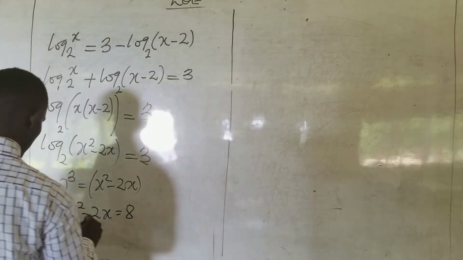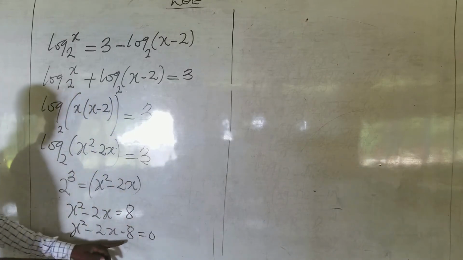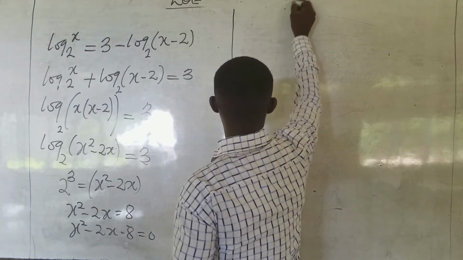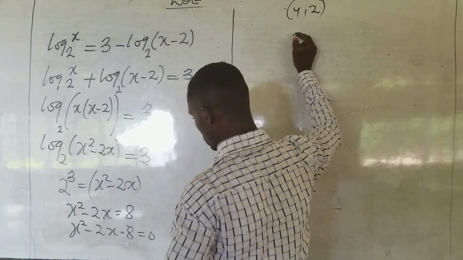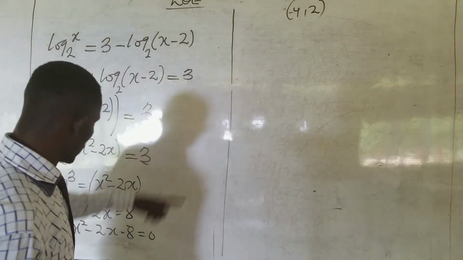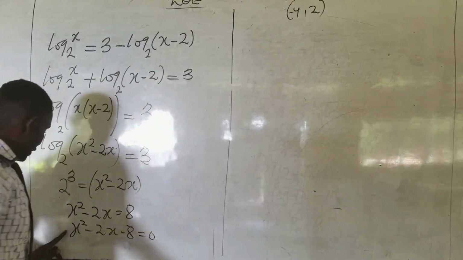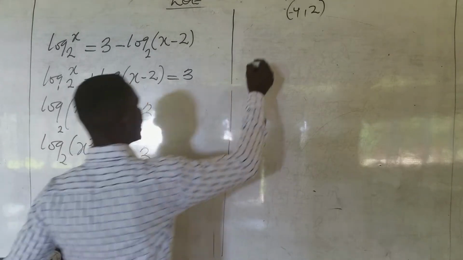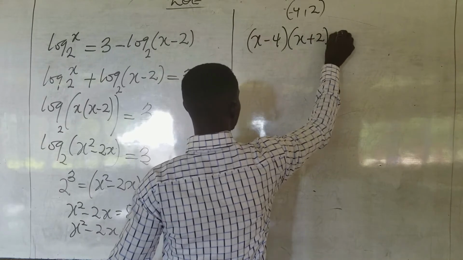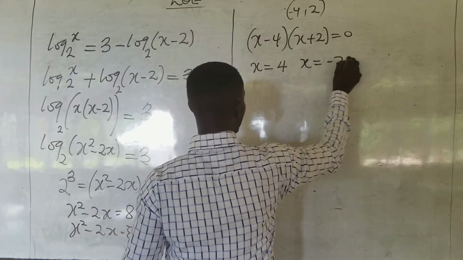Now it becomes x squared minus 2x minus 8 is equal to 0. You look for two numbers that, when you multiply, you get negative 8, and when you add, you get negative 2. The factors of 8 are 4 and 2. Negative 4 and 2: negative 4 times 2 gives us negative 8, and negative 4 plus 2 gives us negative 2. Since the coefficient here is 1, I'll just write x minus 4, x plus 2 is equal to 0. Solving them, x is equal to positive 4, x is equal to negative 2.